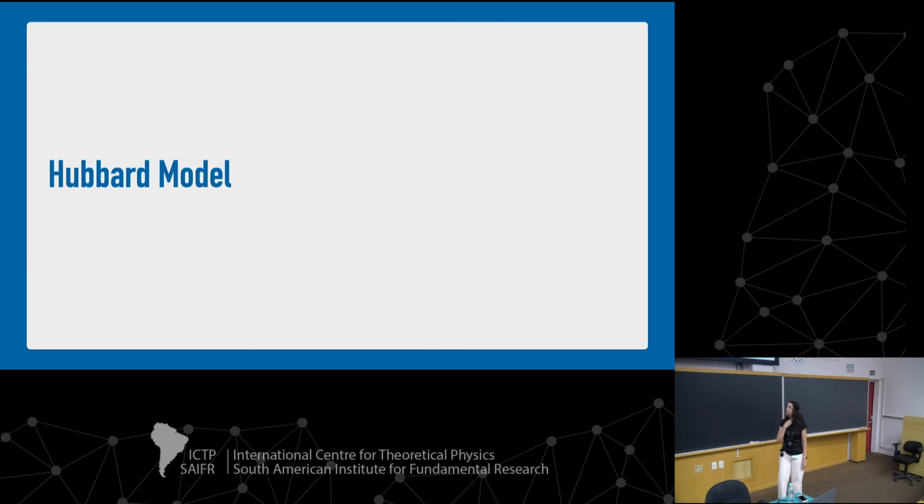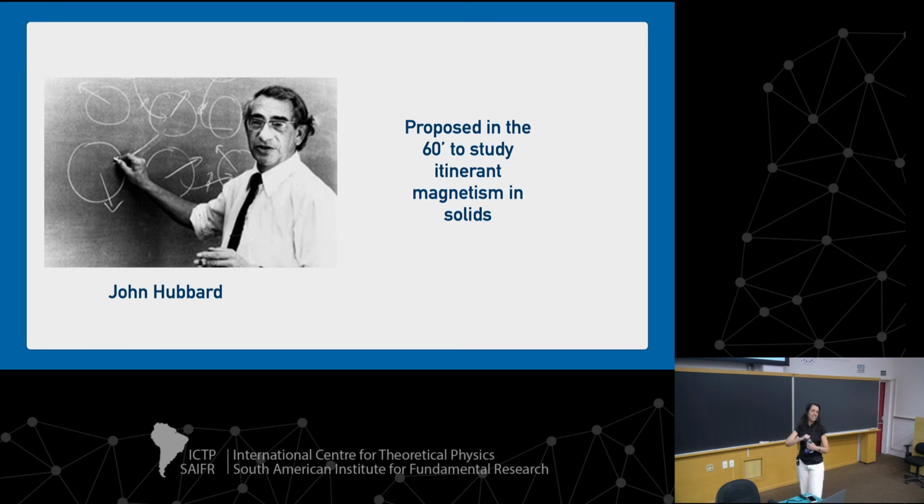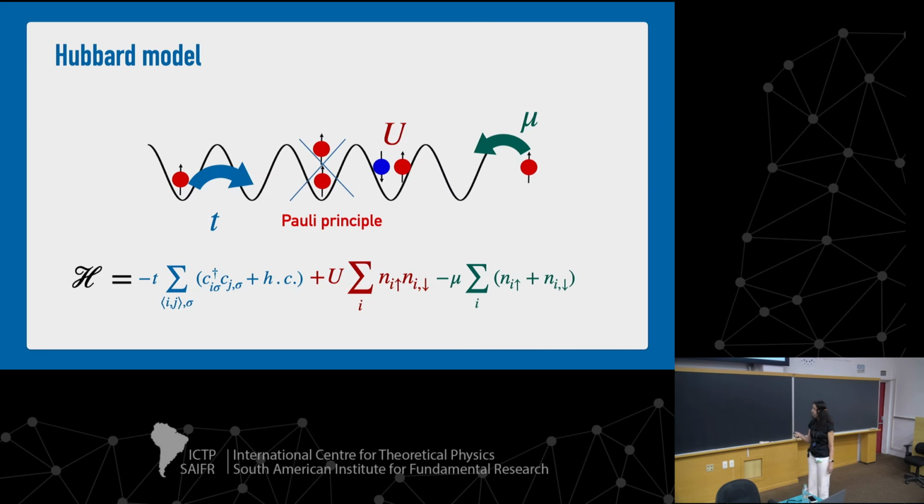So I'll start describing the most used model, which is the Hubbard model. This model was proposed in the 60s by John Hubbard to try to explain magnetism of itinerant solids. And so this is what the model looks like. The Hamiltonian is written down here. It has 3 terms. The first term is this one here, the hopping term. I erase a fermion with spin sigma inside j, and I create it inside i. So I take it from here to here, just hopping.